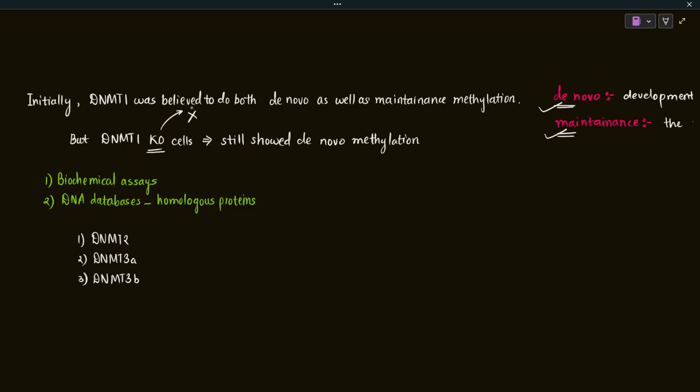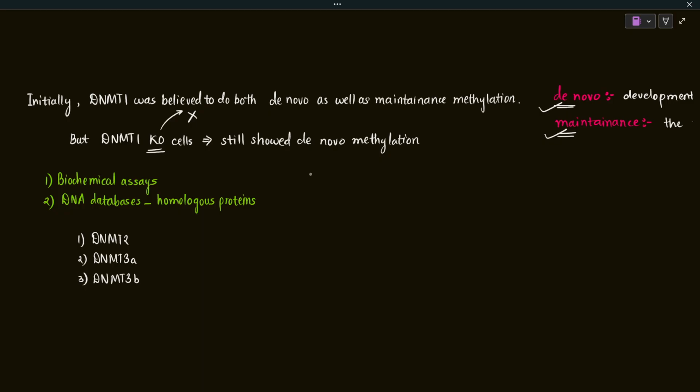Okay. So due to this result, that DNMT1 knockout cells still show de novo methylation, researchers started to explore whether there are other DNA methyltransferases or not. So they performed biochemical assays to identify whether there are similar proteins or not. But after a lot of assays, they found nothing. They found no single protein which was doing the methyltransferase activity, which was adding the methyl on the DNA.